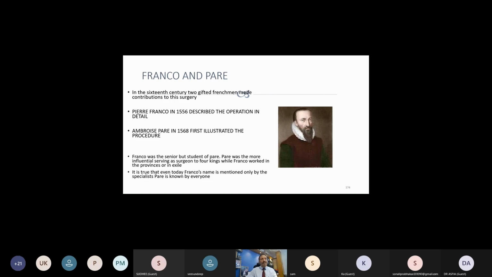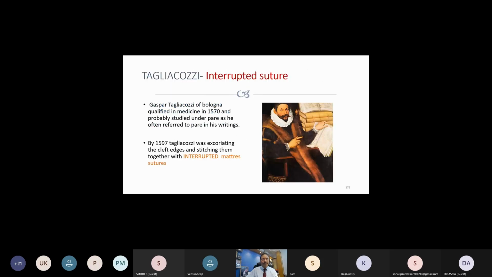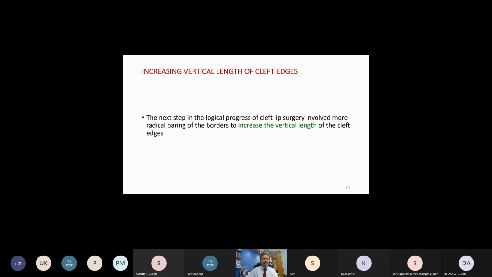So in the 16th century, there were two gifted Frenchmen. They made contributions to this surgery. One was Pierre Franco and the other was Ambroise Paré. So they did this kind of surgery. Then came Tagliacozzi, the famous Tagliacozzi. He gave interrupted sutures.